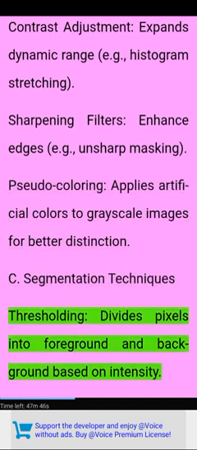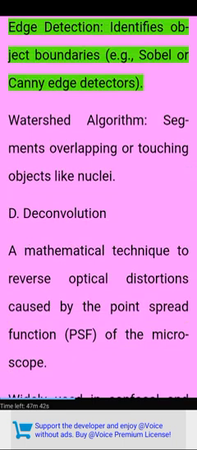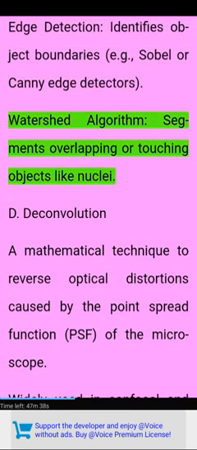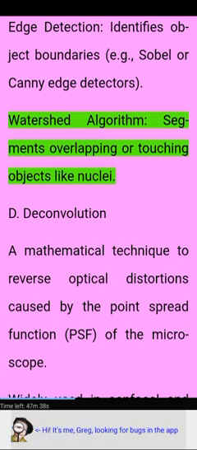C. Segmentation techniques. Thresholding divides pixels into foreground and background based on intensity. Edge detection identifies object boundaries, e.g., Sobel or Canny edge detectors. Watershed algorithm segments overlapping or touching objects like nuclei.